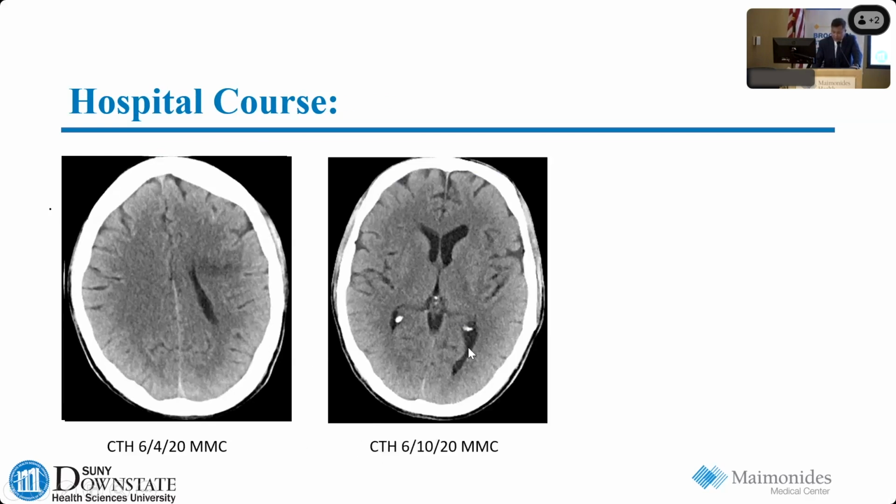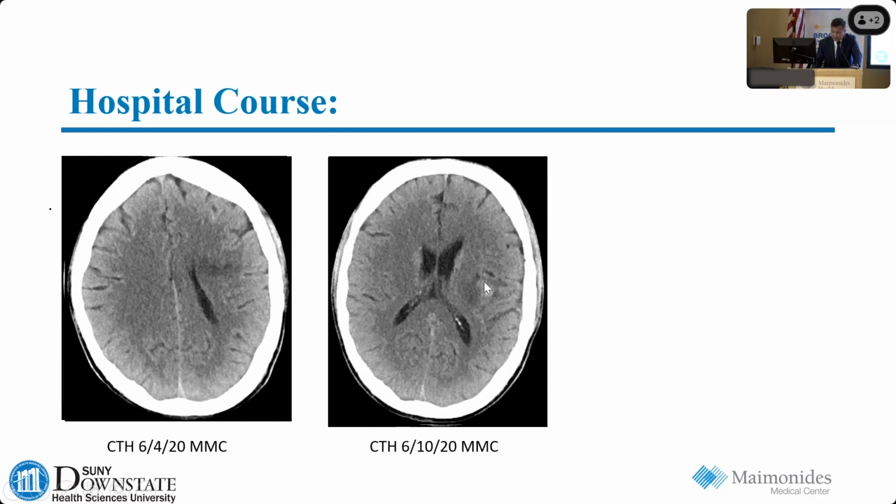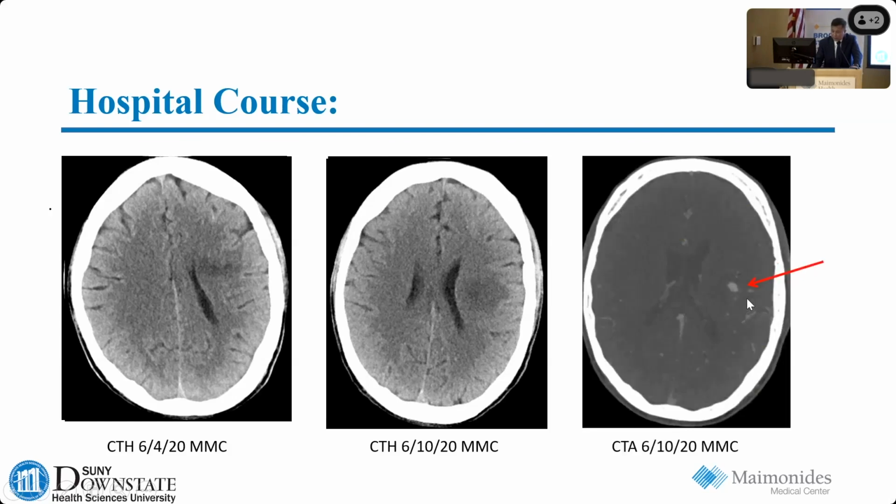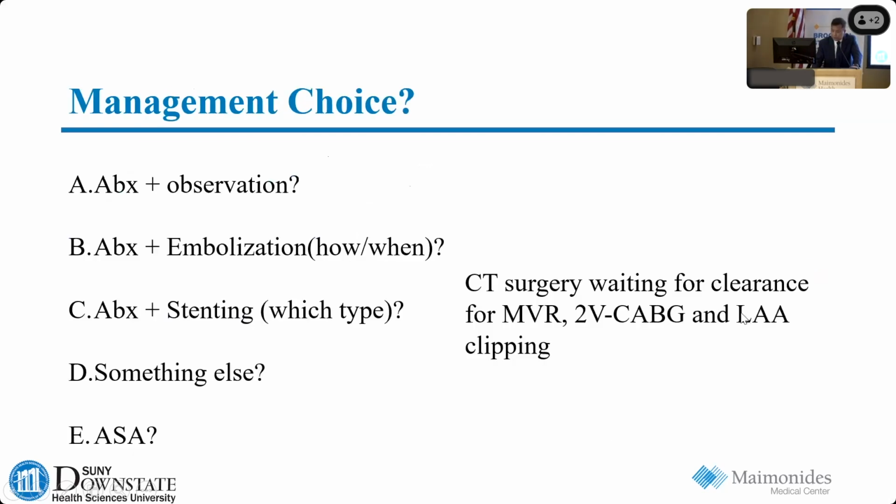A week later, 6 days later, you can see there's increased enhancement, or actually increased hyperdensity, over there. We don't think it's necessarily a bleed. We think it could be the aneurysm that's enlarging with worsening edema. So we did a CT angiogram the same day. Indeed, the aneurysm looks like it's larger than before. Now what do we do?